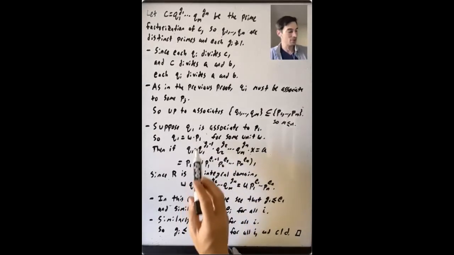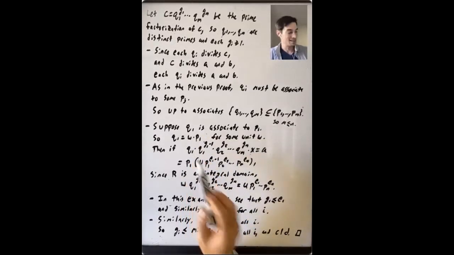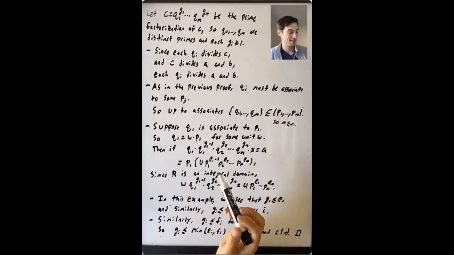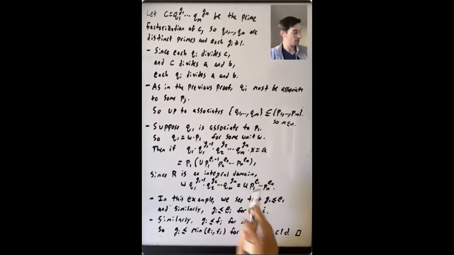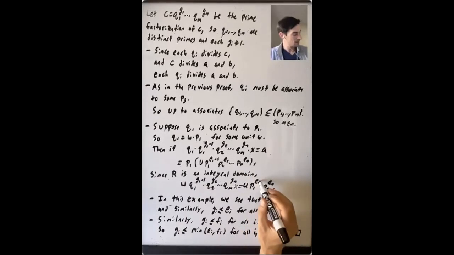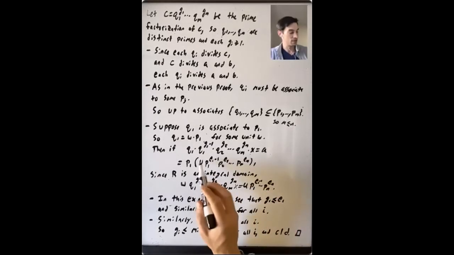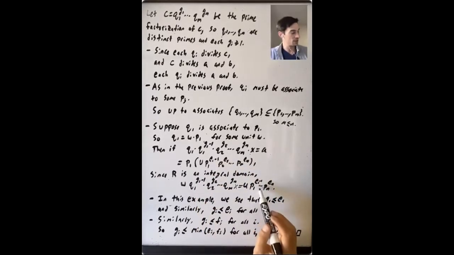All right, so now Q1 is equal to W times P1. And since R is an integral domain, we can cancel those P1s on each side. So what are we left with? W times Q1 to the G1 minus 1, Q2 to the G2, times, oh sorry, this is C. I still have this X over here. So whatever this is, times this, equals A but with one fewer P1 in it. So U times P1 to the E1 minus 1 times P2 to the E2 times Pn to the En.